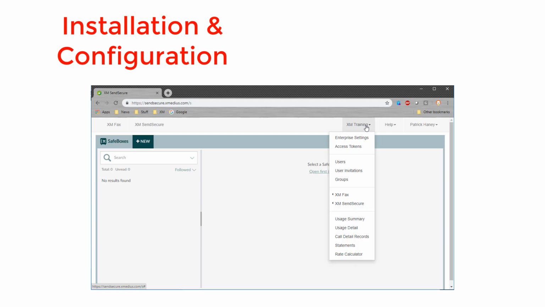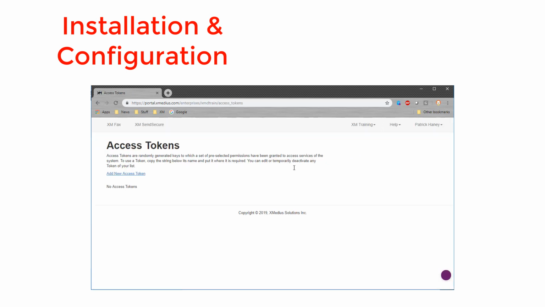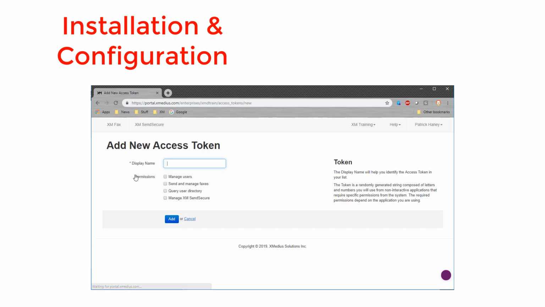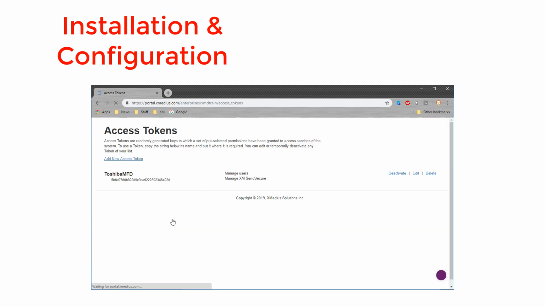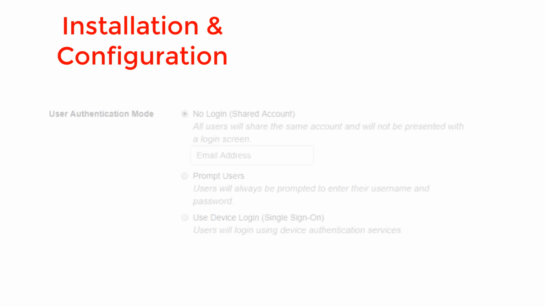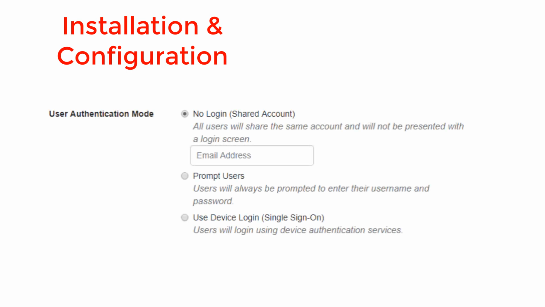Before you can install the application, you're going to have to go to your XM SendSecure account, make sure to record your enterprise account's unique identifier, and then go to the Access Tokens page and get a token. The token must be configured with permissions to manage users and manage XM SendSecure. You're also going to have to decide which type of authentication mode you're going to use for the users that are scanning documents with this application.